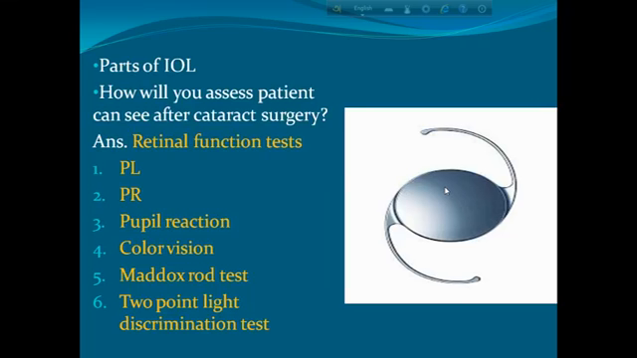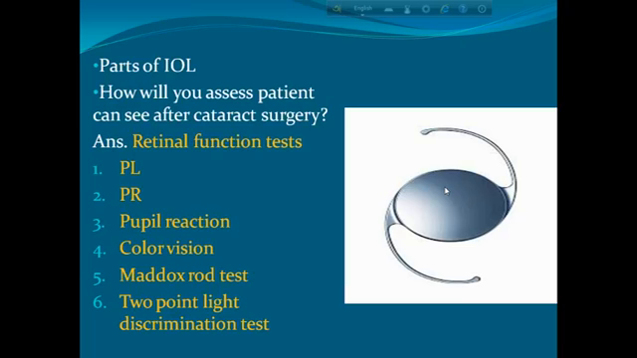And what are the parts? The parts are the optic part and the haptic part. Then the examiner may ask you what is the function of the optic part and what is the function of the haptic part. And some examiners ask, your patient has cataract and will see after cataract surgery.